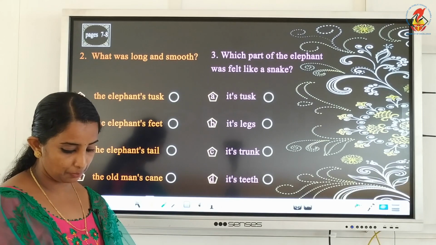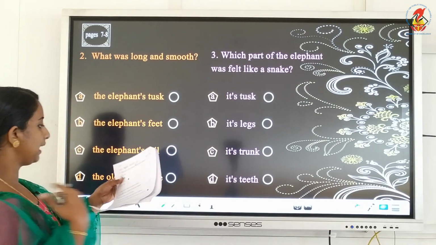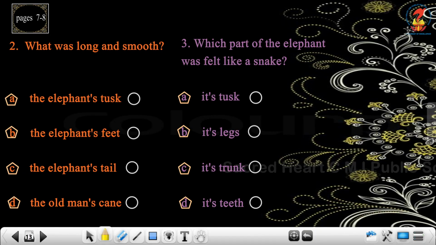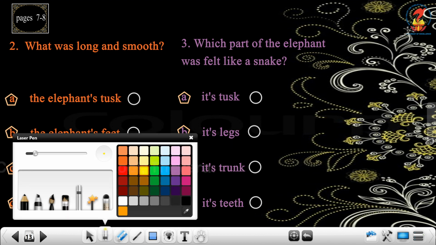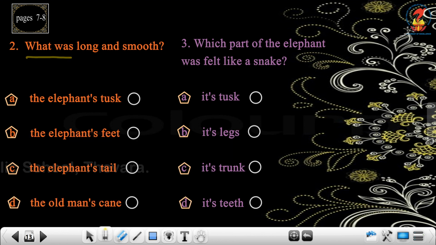Now take page number 8. In page number 8 we have 2 more questions. Sorry. In page number 7 again we have a second question. What was long and smooth? Somebody touched the elephant somewhere and he said it is very long and it is very smooth, just like a snake. What was that, children?